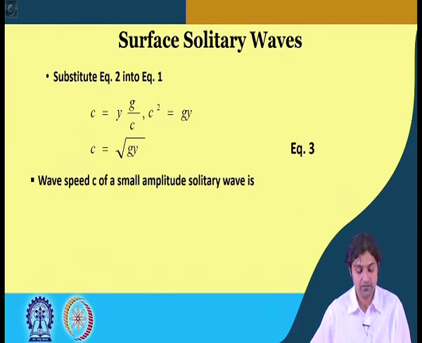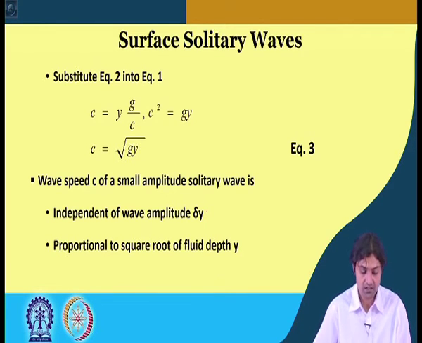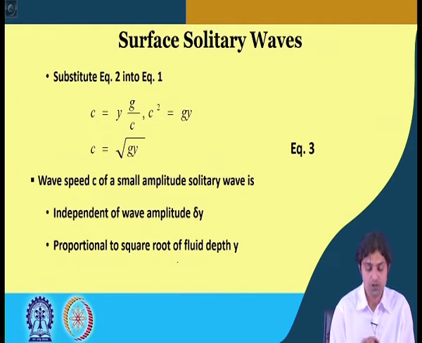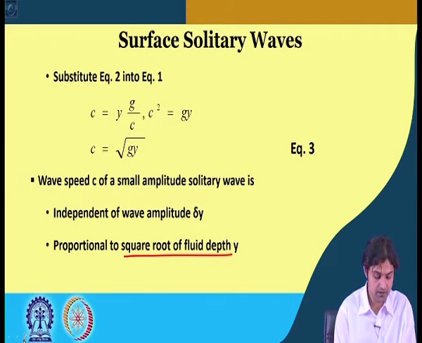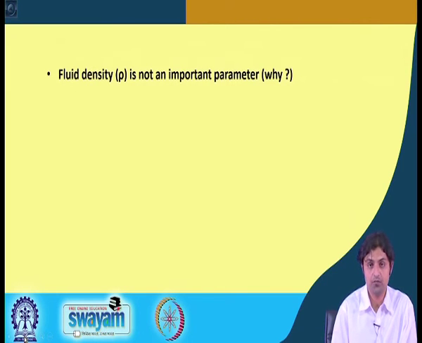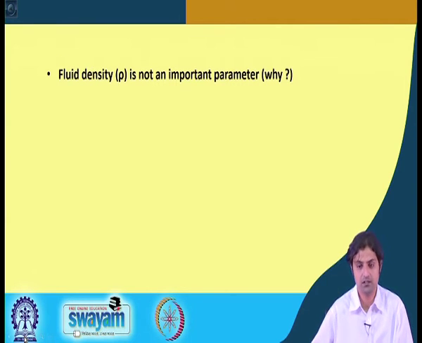So, the result is that the wave speed c of a small amplitude solitary wave is independent of the wave amplitude. If you remember, we have assumed that the amplitude of the wave was delta y. Okay, so this c does not depend upon delta y. It is also proportional to the square root of fluid depth y, and c is equal to under root g y, which means it is proportional to square root of fluid depth y. Okay. Here fluid density is not an important parameter, and why is that? I think you think about it and we can later discuss it in the forum.